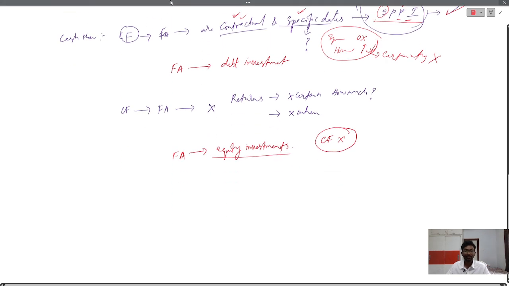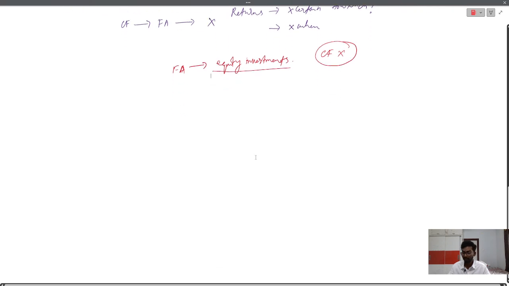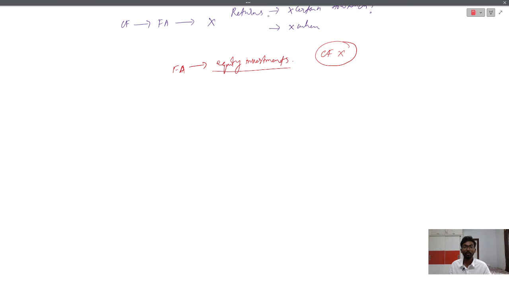Now, once the financial assets are classified into equity investments, let's talk about the further classification. What do I mean by that? These equity investments are by default categorized as fair value through profit and loss account. This is by default. IFRS 9 says that.